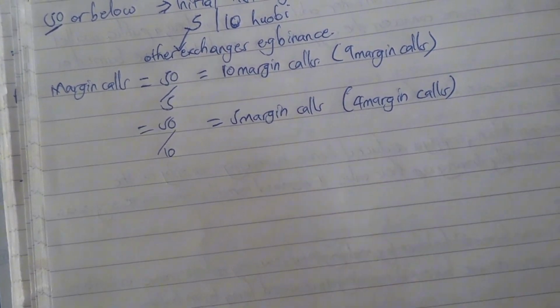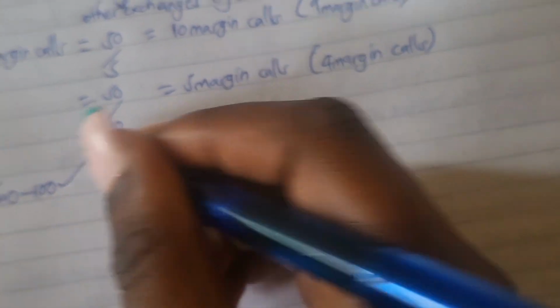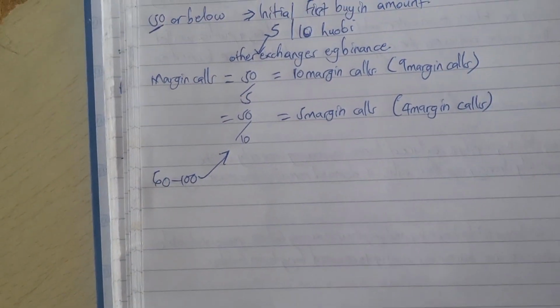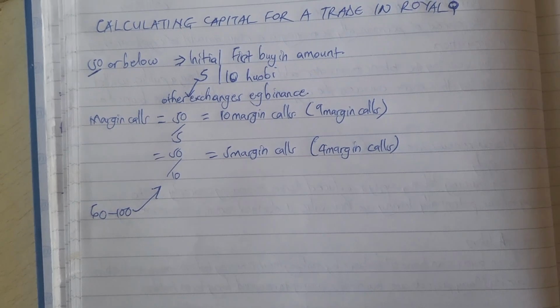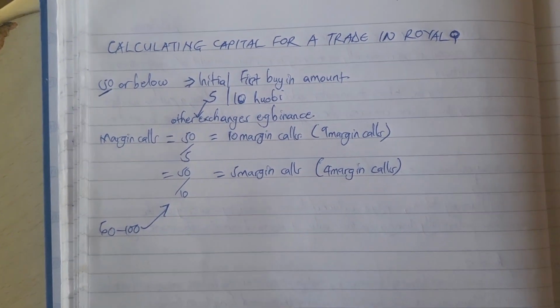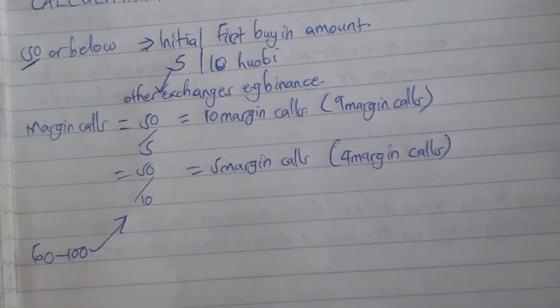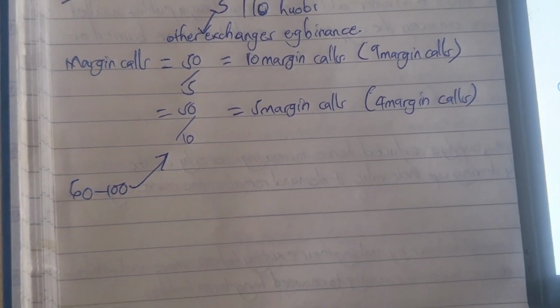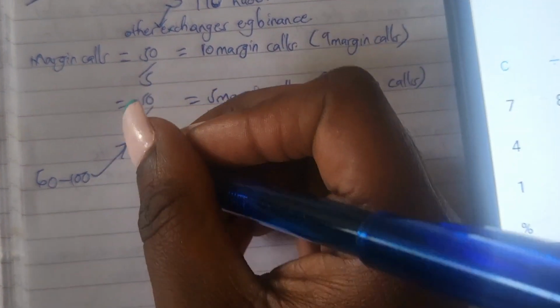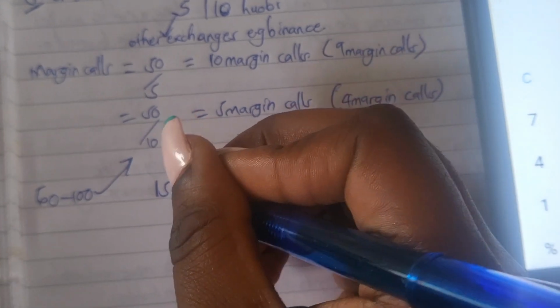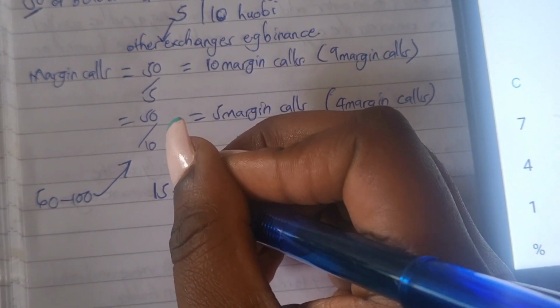So in case we have 60 to 100 as capital, we are using the same strategy. I know some of you, when you have $100 as capital, you feel like you have a lot of money. But to be safe in the market, you use the same strategy. Alternatively, for people with $100, you can increase your first buying amount to $15, regardless of the exchange you're using.